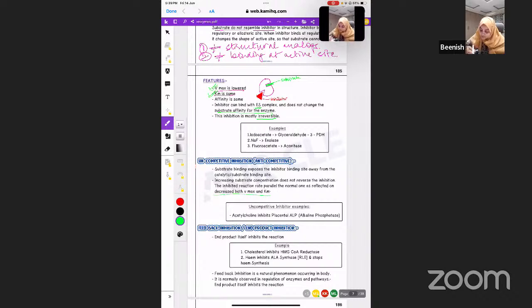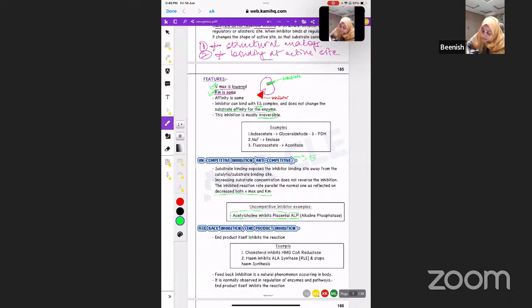Now, an example is acetylcholine inhibition. This is one example of an uncompetitive inhibitor. Another is inhibition of calf intestinal alkaline phosphatase by phenylalanine. So here, the inhibitor does not have any affinity for the free enzyme. It only binds to what? It binds to the enzyme substrate complex. That is your uncompetitive inhibitor.